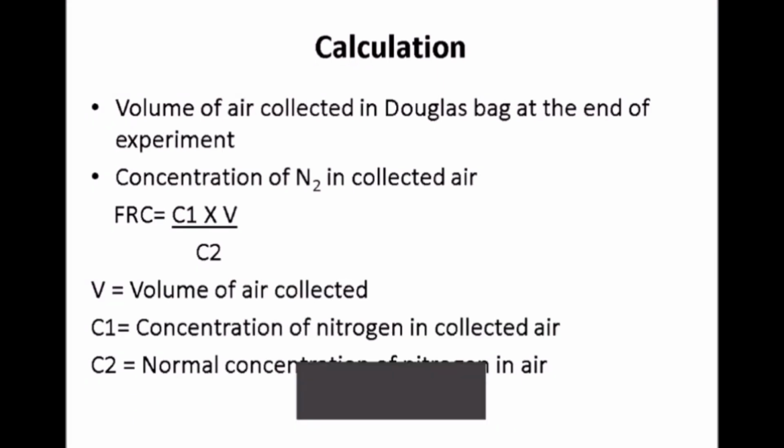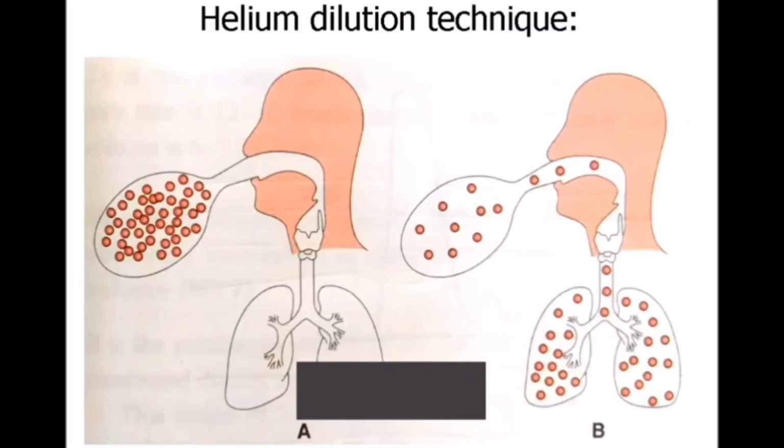The next method, the most commonly used method for FRC, is known as the helium dilution method. You can see a diagram here. What are A and B? In this technique we need a spirometer. The spirometer is filled with air containing a gas known as helium. That is why the technique is called the helium dilution method.